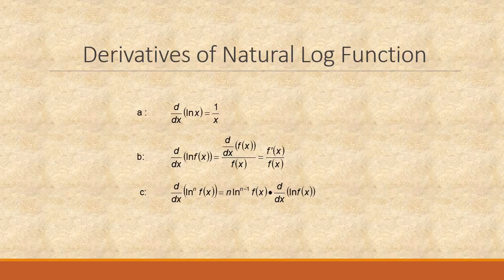Next is the derivative formula for the natural log function, or ln x. Remember this formula: if we differentiate ln x, we will get 1 over x. If we differentiate the function ln f(x), we will get 1 over f(x) and then multiply by its differentiation f prime x. If we have ln to the power of n f(x), then we will bring n to the front, multiply by ln to the power of n minus 1, and then multiply by the differentiation of the function ln f(x).